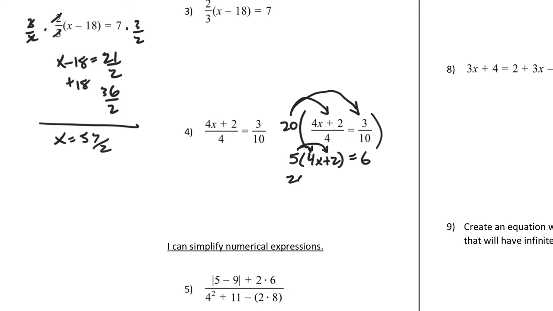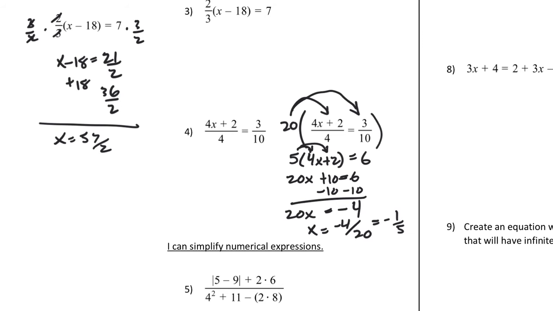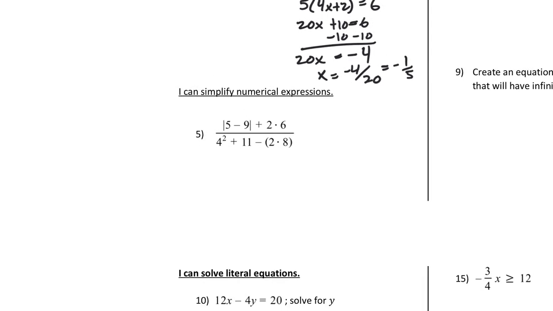I guess I'll distribute the 5 to each of these items. That would be 20x plus 10 equals 6. And if I subtract 10, I get 20x is equal to negative 4, right? So x has to be negative 4 over 20. Oh, which is negative 1/5. Great. We simplify when we can. Okay. Next.